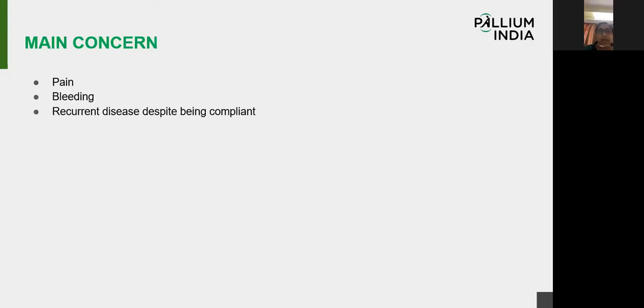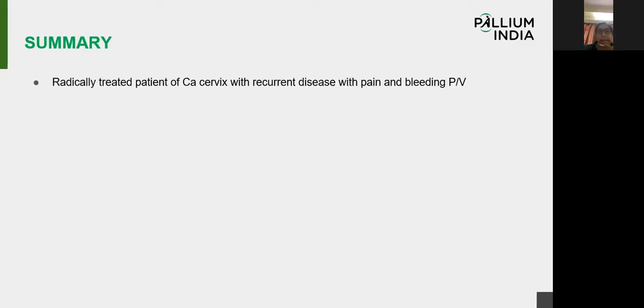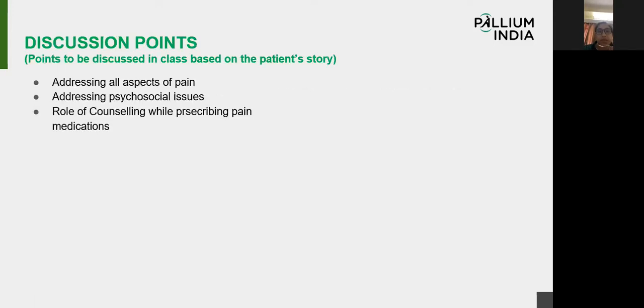Her main concern was pain, bleeding, and the recurrent disease despite being compliant. Summary: radically treated patient of CA cervix with recurrent disease with pain and bleeding per vaginum. Discussion points: addressing all the aspects of pain in this patient is important. Also addressing the psychosocial issues and the role of counseling while prescribing pain medications.